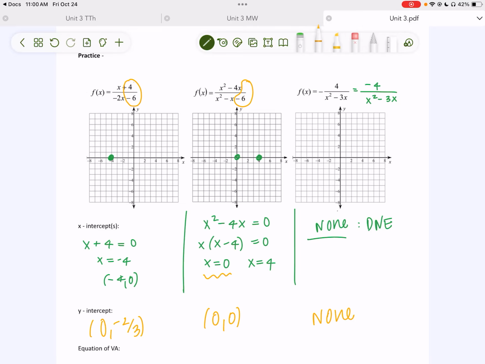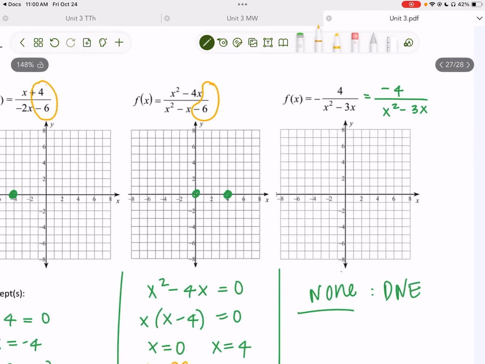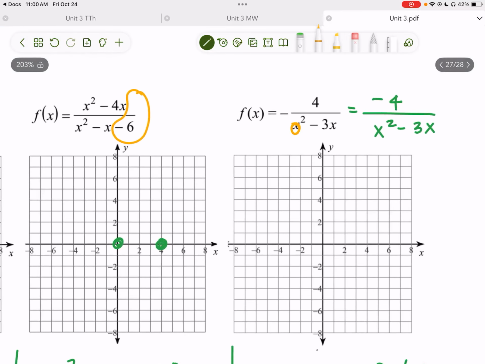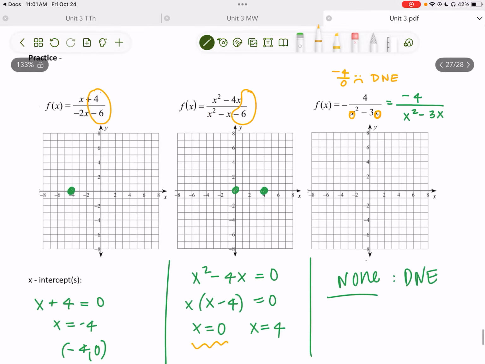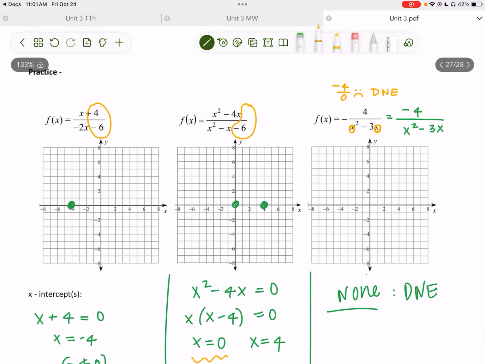Okay. So the reason this one is none, let me show you really quick, is if this is a 0 and this is a 0, you'd have -4 over 0. That cannot happen. So our y-intercept also does not exist. Okay. That makes this pretty tricky. So we're probably going to have to plug in some points to figure out what this is going to look like.